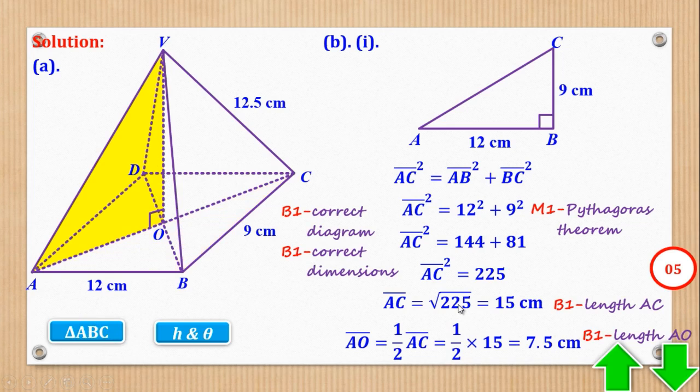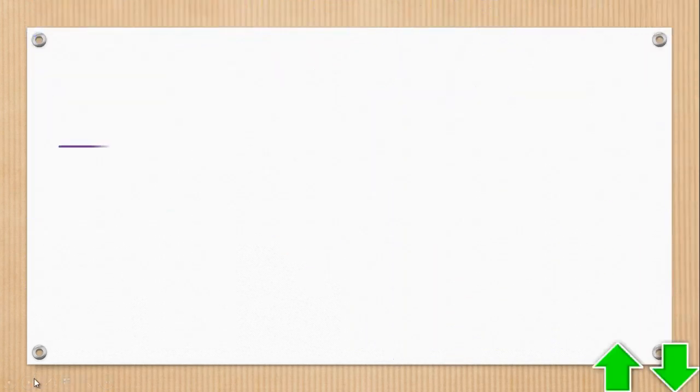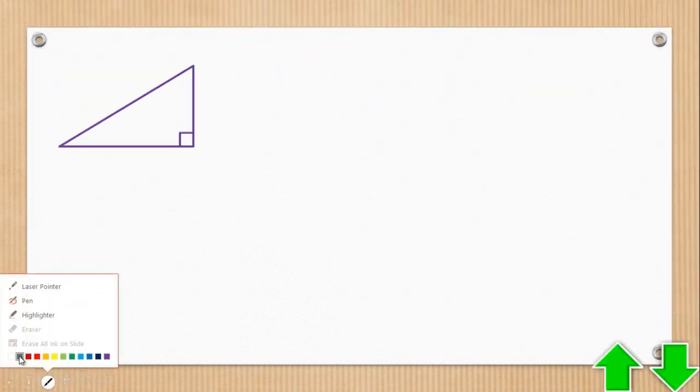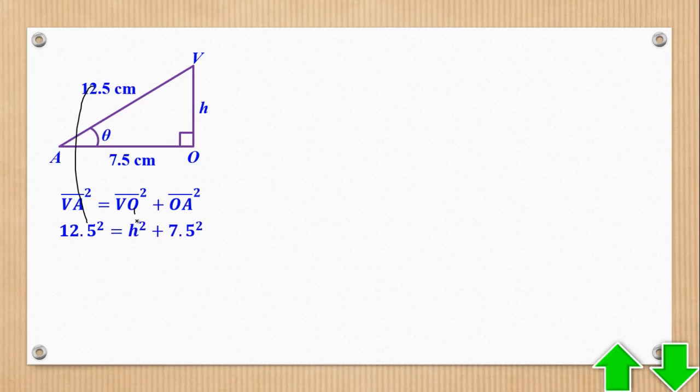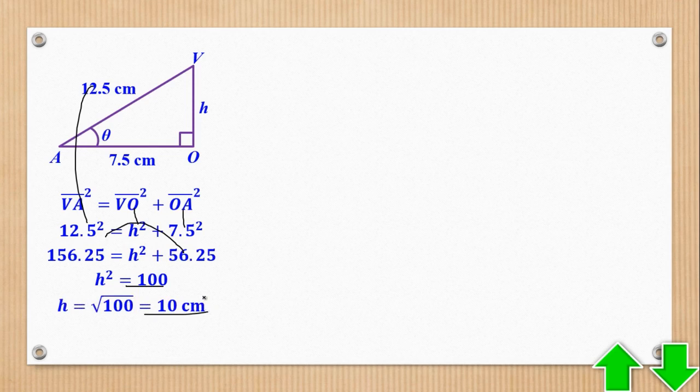Therefore, you shall come here and extract out triangle AOV. And then use Pythagoras theorem. Substitute VA, VO, and OA. Simplify, then take this one this side to give you 100, h squared, meaning h is 10. So that is the height they wanted.